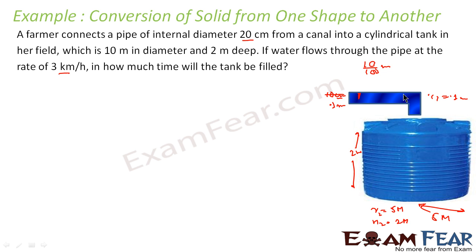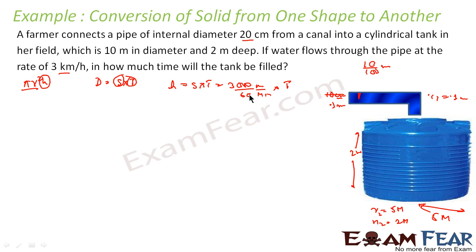So the volume of water that will come out from this pipe will be, since it is a cylinder, pi r square h, where r is the radius of the cylinder and h is nothing but the distance travelled by water in the time. And distance is nothing but speed into time. Speed is given, time we have to find. So h is nothing but speed into time, and speed is 3 km per hour. Since everything is in meter, let me convert into meter per minute, so that time will come out in minutes.